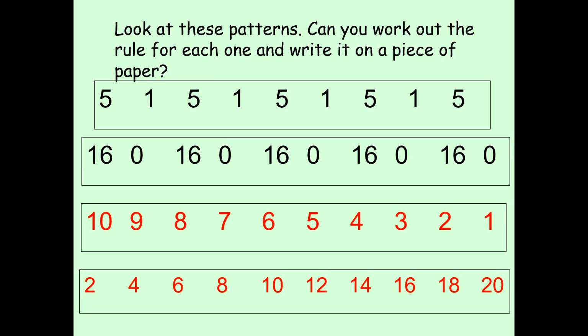For each of these, I would like you to write down what you think would be the next one in our sequence for each of these patterns. Let's try the first one together. We've got 5, 1, 5, 1, 5, 1, 5, 1, and then 5. What would come next in this pattern? Of course, it would be 1 because we're repeating 5 and 1 together. Now you can pause this video here and see if you can work out the next 3 patterns. What would come next in each of these patterns that you can see in front of you?